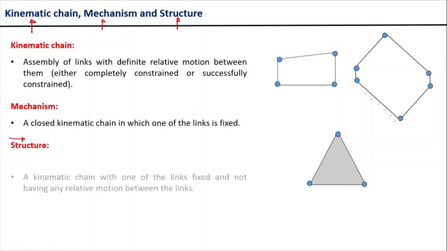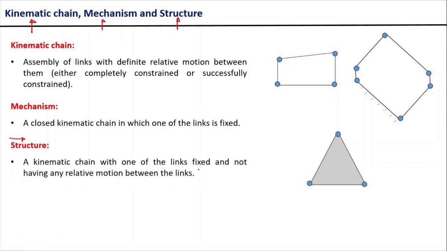Now structure. A structure is a kinematic chain with one of the links fixed and not having any relative motion between the links. So you can see here, if you have several links connected with each other, and these links are not moving relative to each other, and if you fix just one of the links, then that combination of links will be called a structure. So let us try to understand this from these three diagrams.